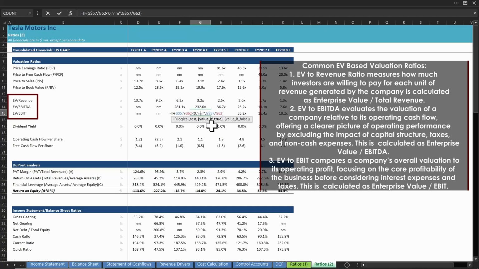3. EV to EBIT compares a company's overall valuation to its operating profit, focusing on the core profitability of the business before considering interest expenses and taxes. This is calculated as enterprise value divided by EBIT.